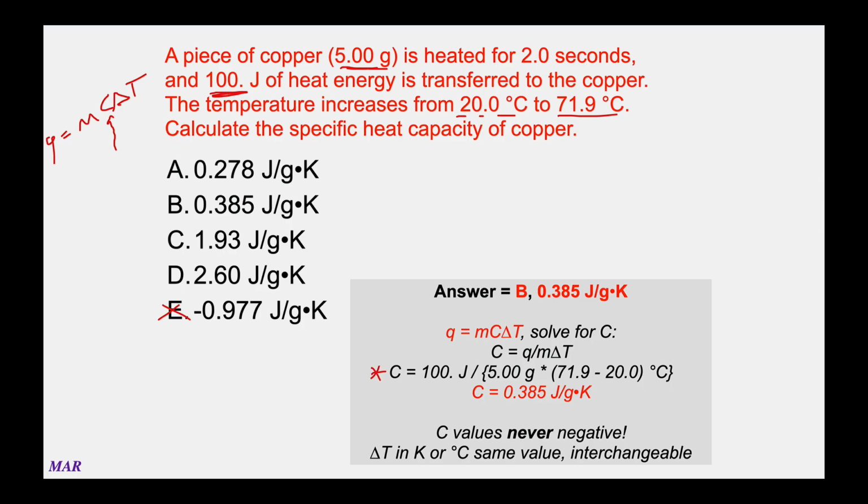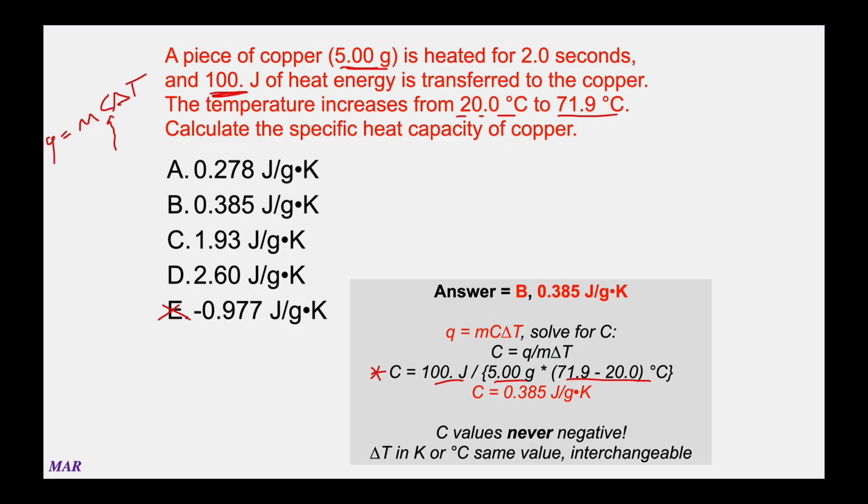Right here, you can see the steps. C equals Q divided by M delta T. 100 joules for Q, 5 grams for mass. Here's the delta T, final minus initial. Good to go. Delta T can be in Celsius or Kelvin. Notice the units of heat capacity are in Kelvin, but I used Celsius.